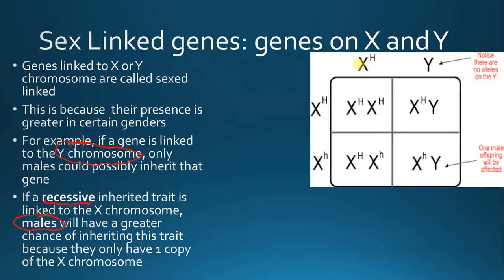Here we have an example in a Punnett square. So let's say H equals normal vision and little h is colorblind.